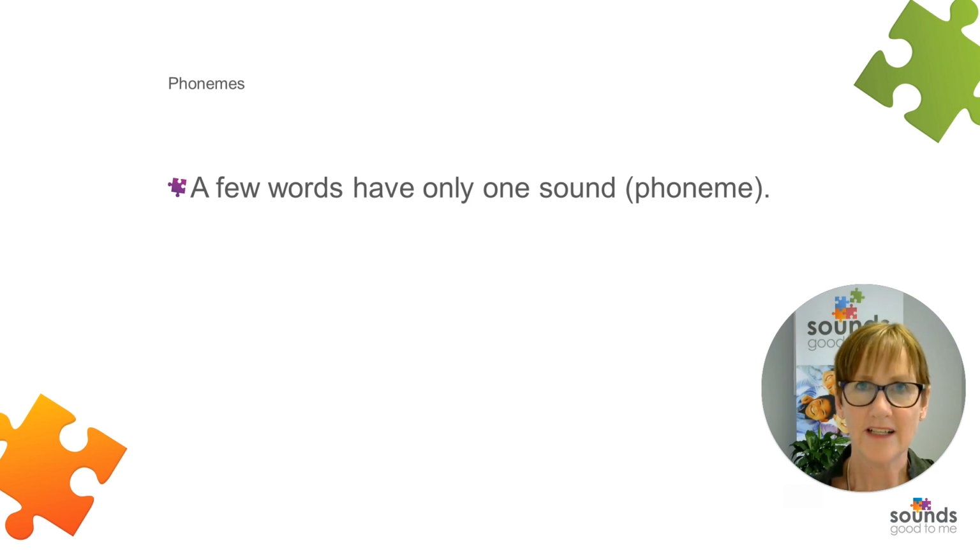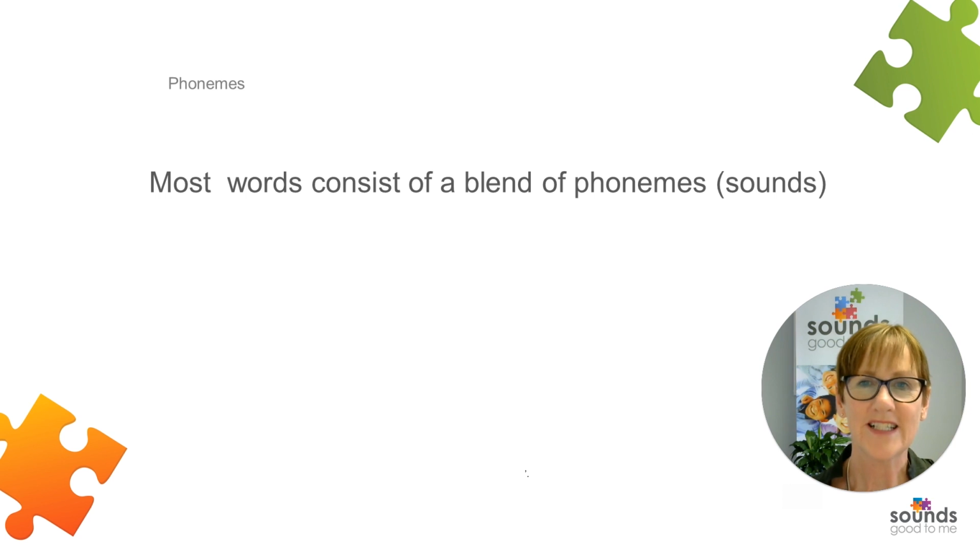A few words in English have only one phoneme or sound. So has only one sound, or has only one sound. It's got two letters, but only one sound. And I. Most words consist of a blend of phonemes or sounds.